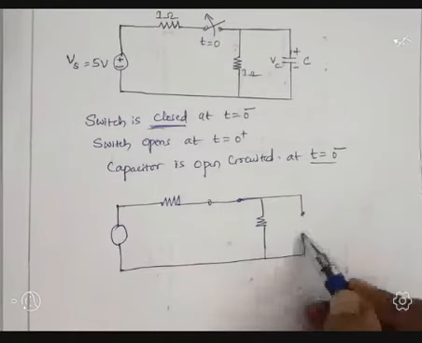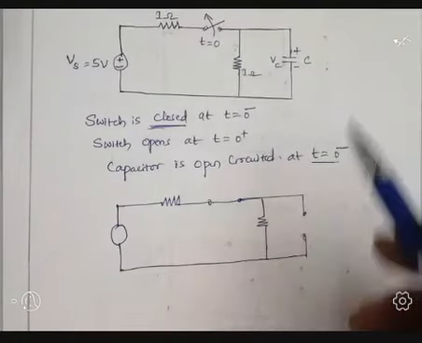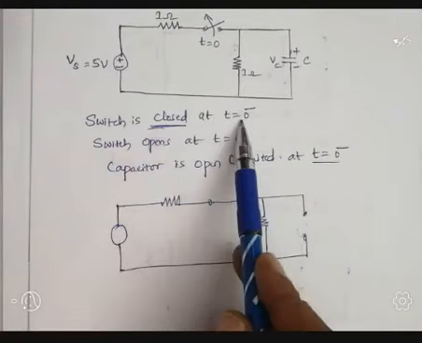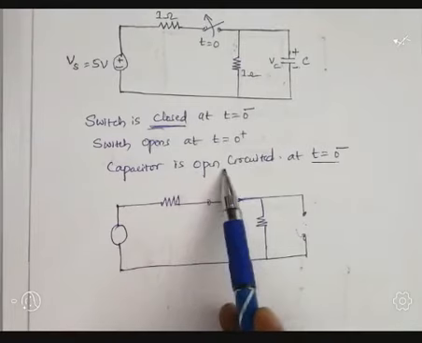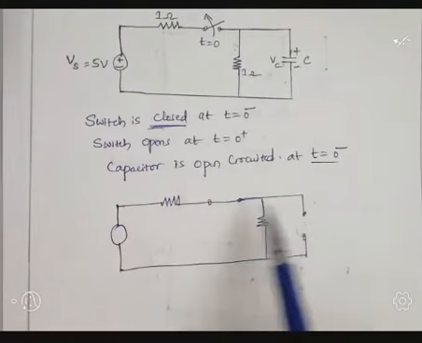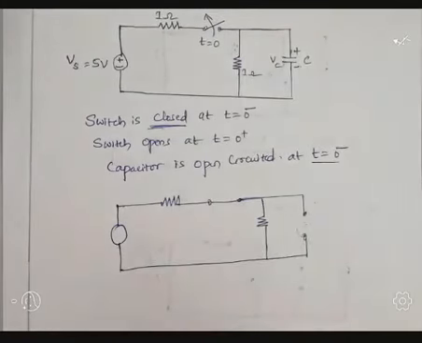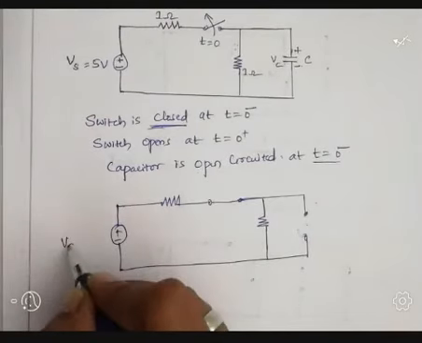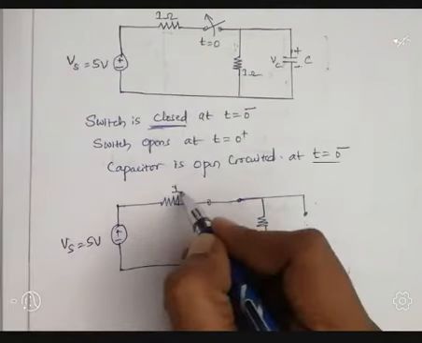The capacitor is open circuited. At t equal to 0 minus, the switch is closed and the capacitor acts as an open circuit. Now the remaining values as they are: Vs equal to 5 volt, and the resistor value is given, that is 1 ohm. Here also it is 1 ohm.